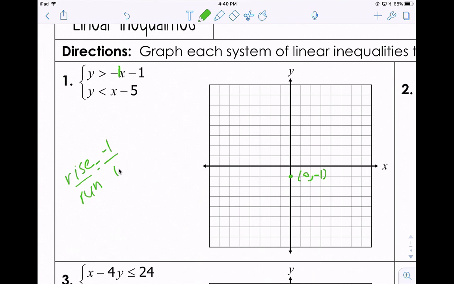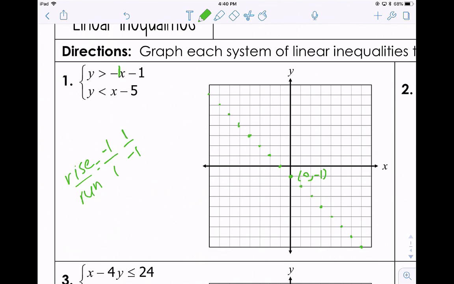So we're going to go down 1, right 1, and put a point. Down 1, right 1, over and over. We went one direction by going down and right. The other option is to go up and left. Up would be a positive 1, so to make this negative, you have to go left 1. So we go up 1, left 1, over and over again until you can graph this whole line.